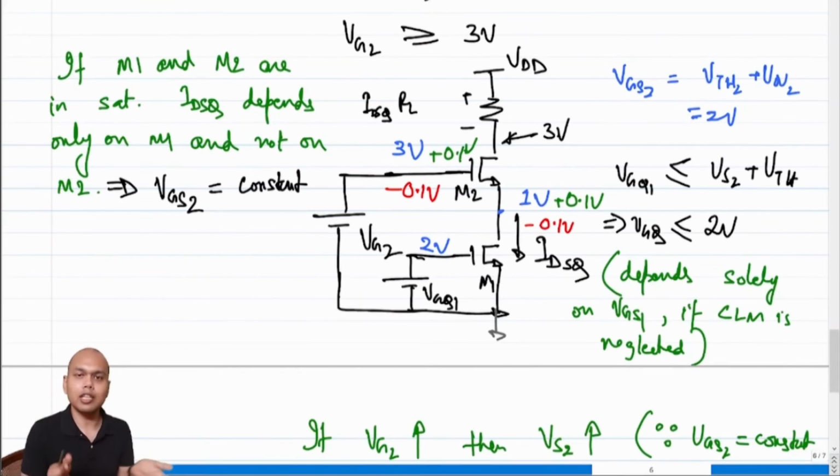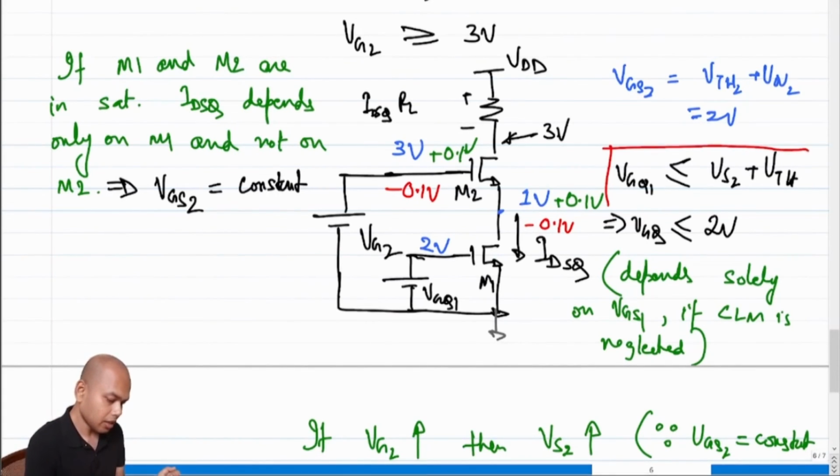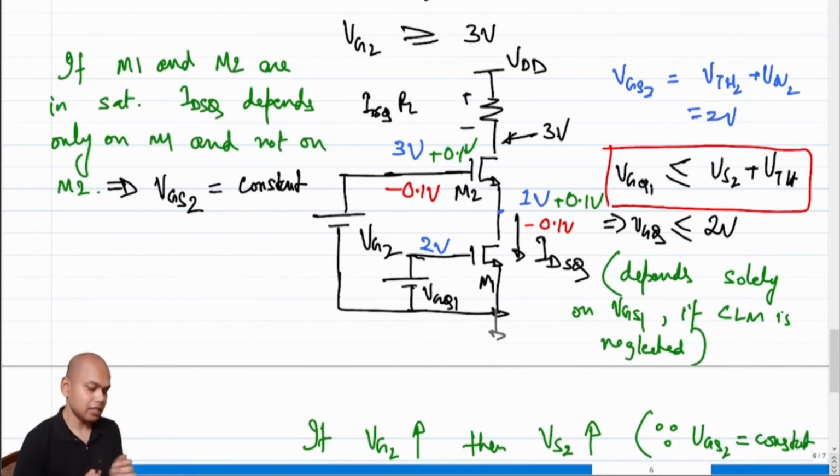Clearly M1 is not in saturation anymore, right? Because now the saturation condition of M1 is getting violated. So what was the saturation condition of M1? We had to ensure this condition, and this condition is no longer valid if the source voltage falls from 1 volt to 0.9 volt. So what is the solution? What is the reason for this problem?